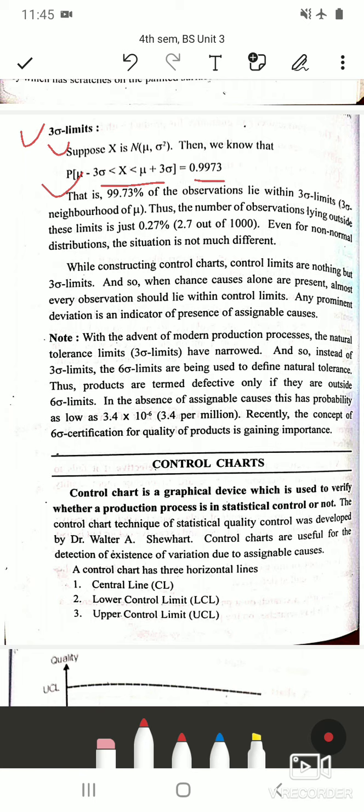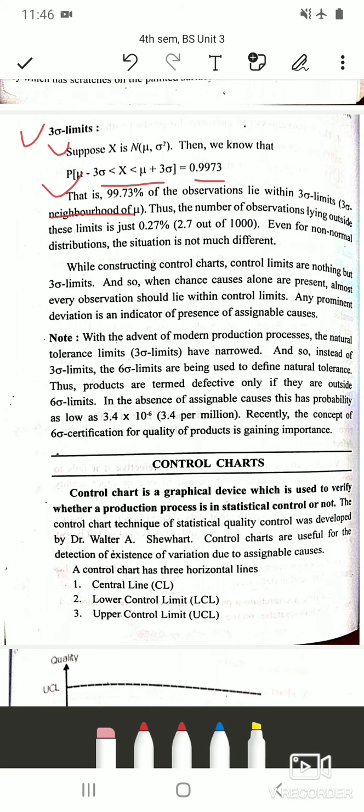So what is this 3 sigma? It is the variation. The observations might lie below mu by 3 sigma values or above mu by 3 sigma values. So that is the 3 sigma neighborhood of mu. Thus the number of observations lying outside this limit is very small, which is 0.27%. Even for non-normal distributions the situation is not much different.